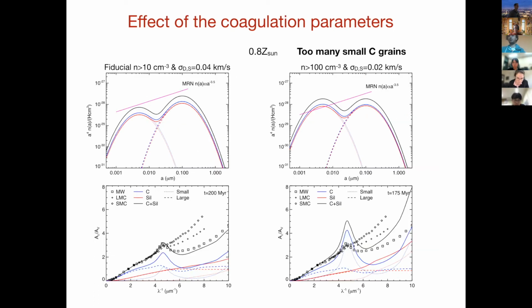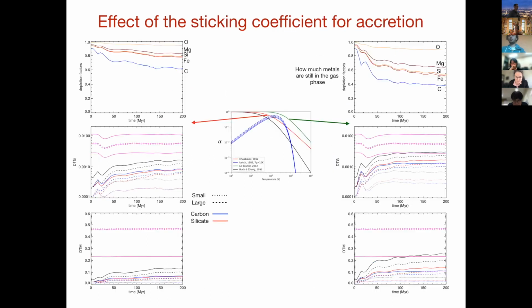And if we play a bit with parameters, especially with coagulation, for instance, we change the threshold at which we allow for coagulation. Instead of 10 particles per cc, we decide coagulation happens at higher density, at 100 particles per cc, and we change slightly also the velocity dispersion. You see the bump is completely overshooting the observational data. There are too many small carbon grains compared to observation. So that's a way to constrain directly the parameters for coagulation. And I will finish on that one.